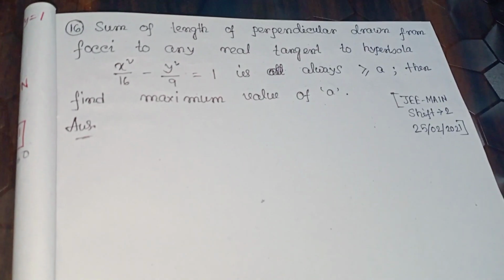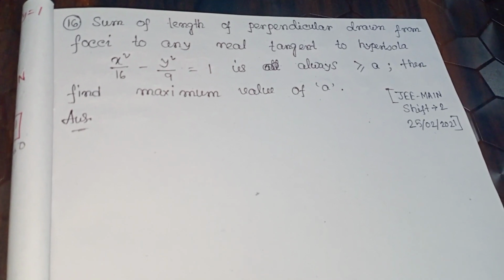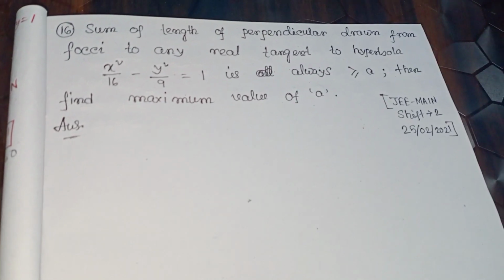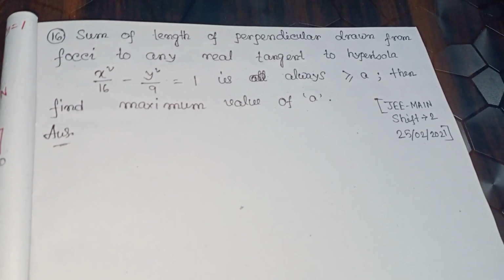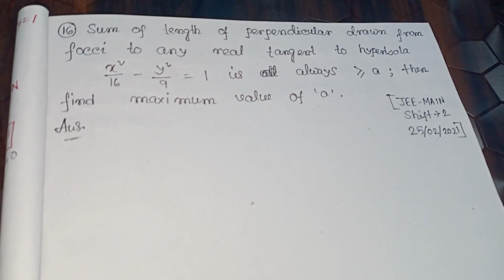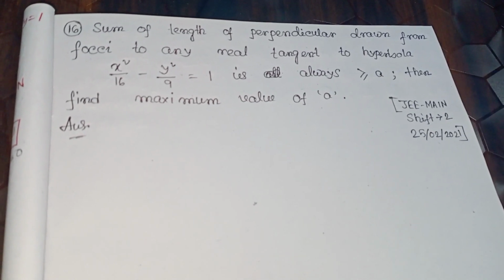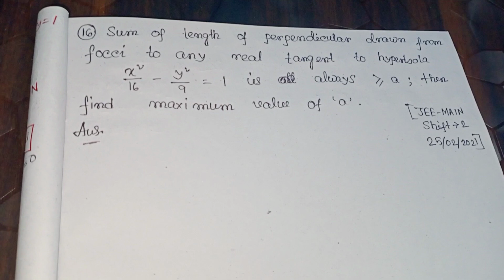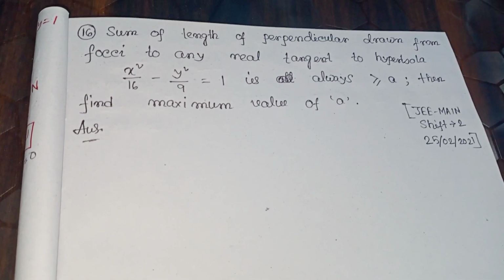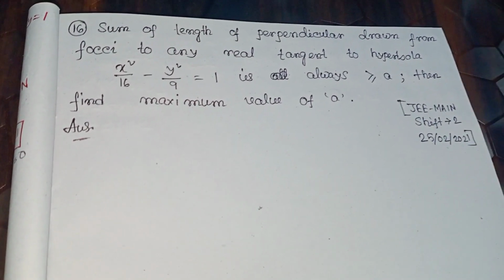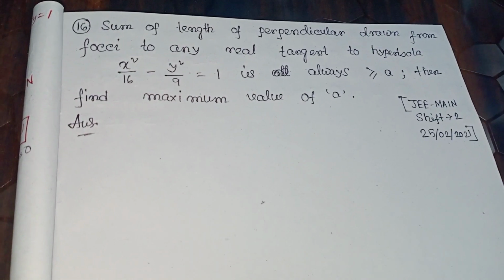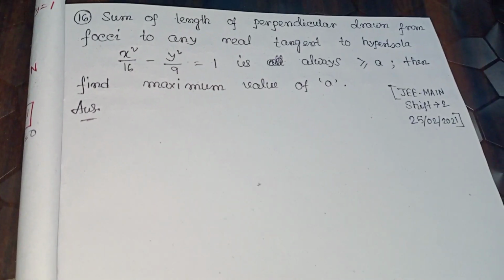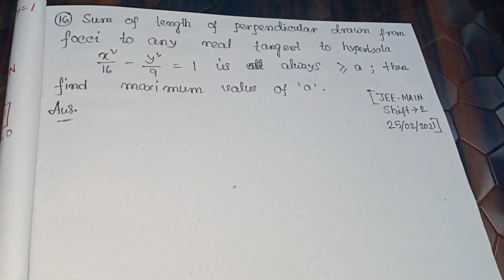Today we solve JEE Main 25th of February 2021 Shift 2 question. Question number 16. Sum of length of perpendicular drawn from the foci to any real tangent of hyperbola x square by 16 minus y square by 9 is equal to 1 is always greater or equal to a. Then find maximum value of a. So it's a memory based question.